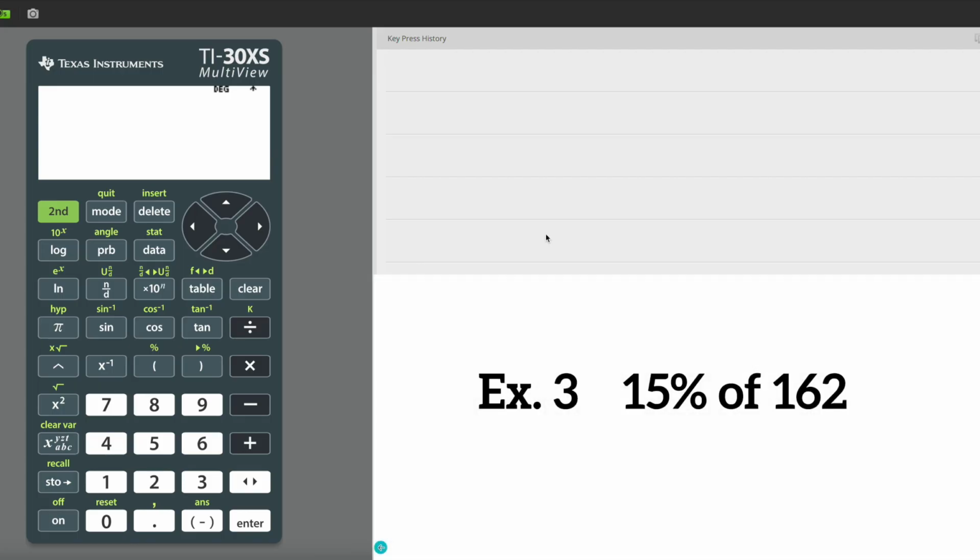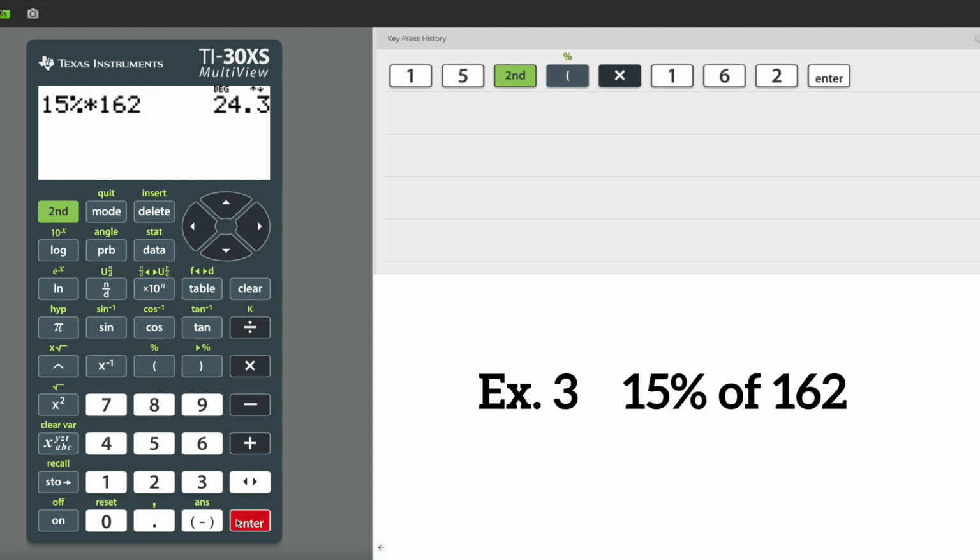If I were doing 15% of 162, you can just literally type in 15 and then the percent button. You don't have to know how to convert. Lesson that when we're scaling, that's an act of multiplication. So 15% of 162 is scaling 162 back. And so I am going to multiply when I see 15% of, and I'm going to multiply that by 162. Scale 162 by 15%. And there you go, 24.3.